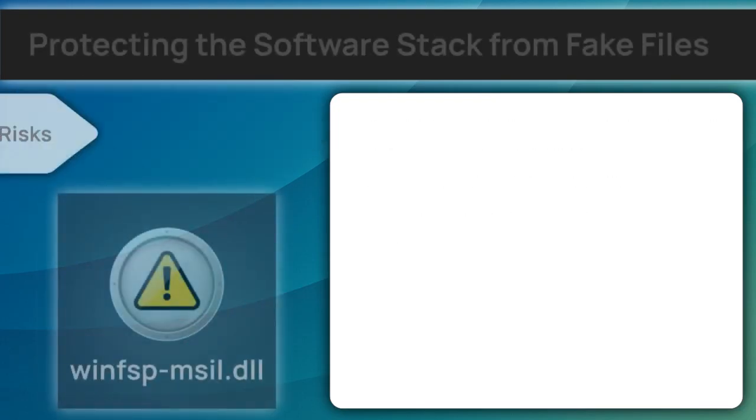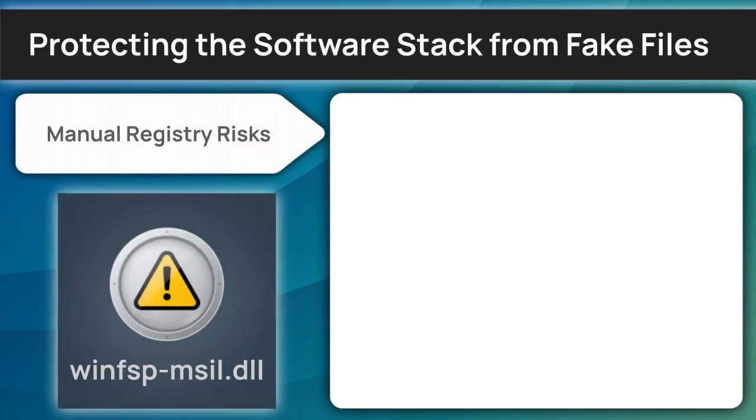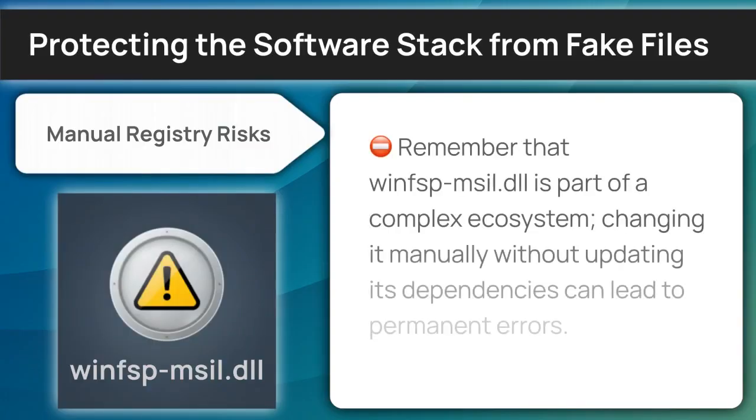Before you proceed, let's touch on the essential safety standards for handling shared library files. Be aware that manual interventions for Windows File System Proxy MSIL module DLL often create secondary conflicts. Using an incorrect file version can cause cascading application crashes, making your workstation significantly less stable than before.